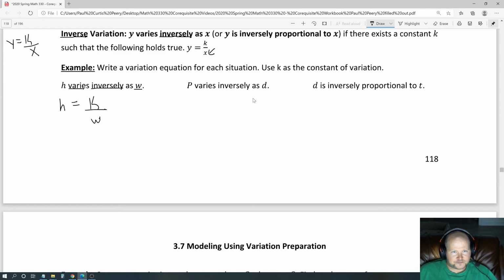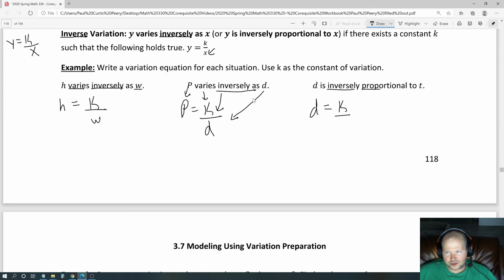All right, let's try the next one. P varies inversely as d. See how I tore it apart? So we say p varies, so p is equal to k. Inversely, divide as d, divide by d. Okay, now we have d is inversely proportional to t. So d is equal to k, inversely proportional to t, and we put the t on the bottom right there. Hopefully that makes sense.